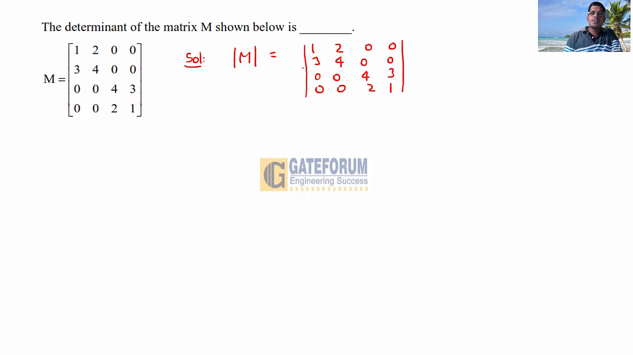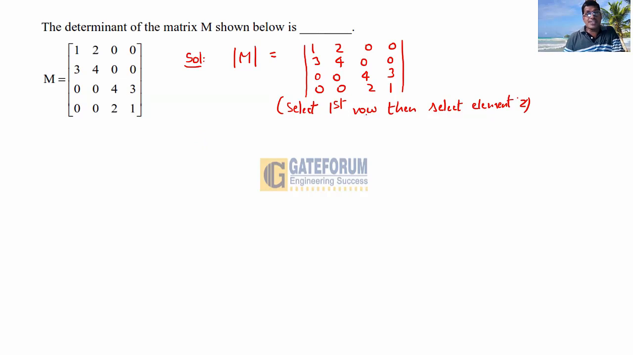So here I want to select a row or column already containing more zeros. That is, when a row or column contains more zeros, it is better to select that row or column. So select the first row, or the first column also. Then select the element 2, a non-zero element.